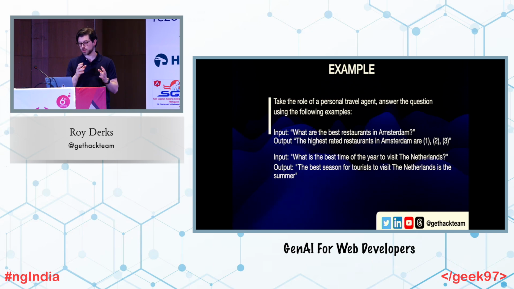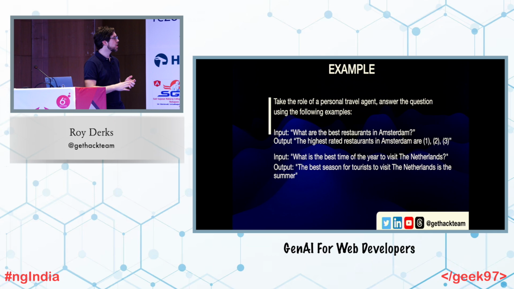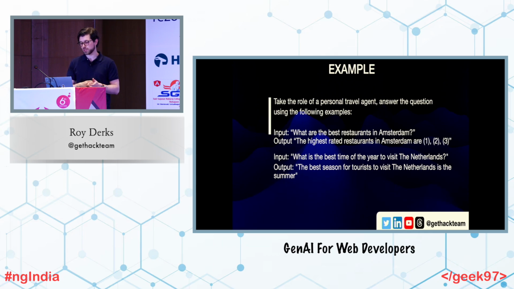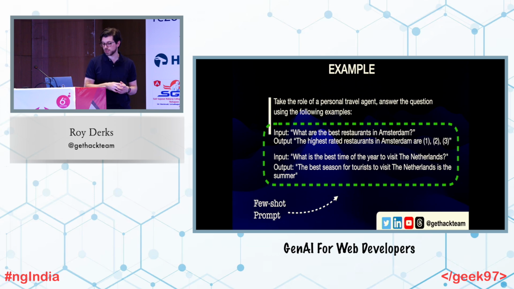Similarly, you can also ask it what's the best time of the year to visit the Netherlands. Without these instructions and without this example, it might tell you that the best time of the year to visit the Netherlands is summer, just the word summer, instead of giving you some text or some explanation, or maybe any sort of link to the audience you're reflecting to. So this is another technique that we call few-shot prompt.